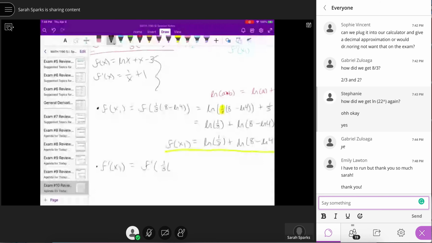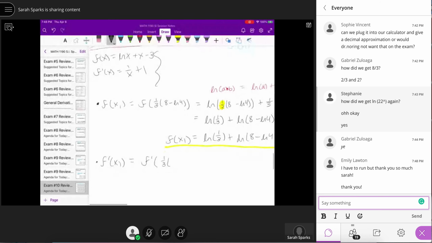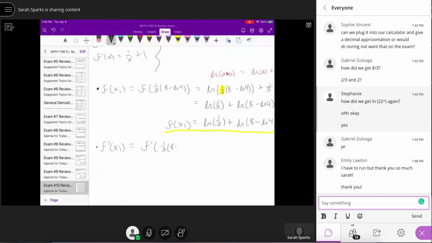No problem. Alright, so we have 1/3 times 8 minus natural log of 4. So that's going to equal 1 over 1/3 times 8 minus natural log of 4, plus 1.